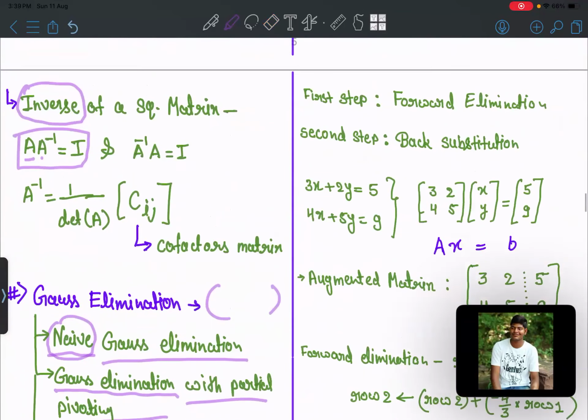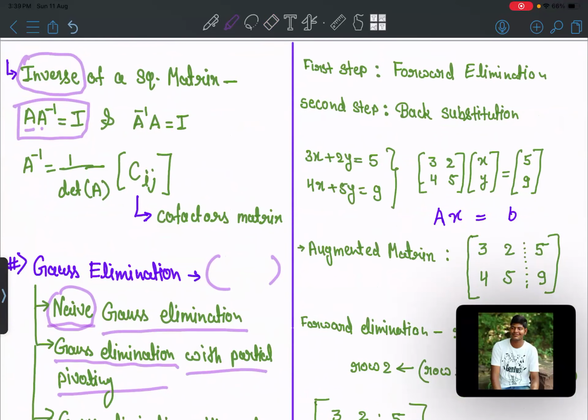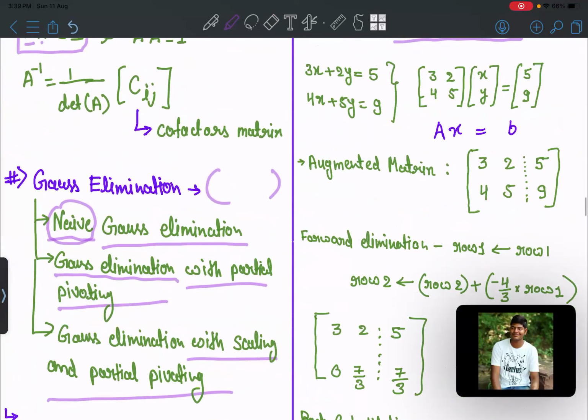This Gauss elimination involves two steps. The first step is forward elimination. The second step is back substitution. How do we do that? Suppose we have the equations 3x plus 2y equal to 5, 4x plus 5y equal to 9. By seeing these equations, you can say that x equals 1 and y equals 1. If you put them in directly, you will get the answer.